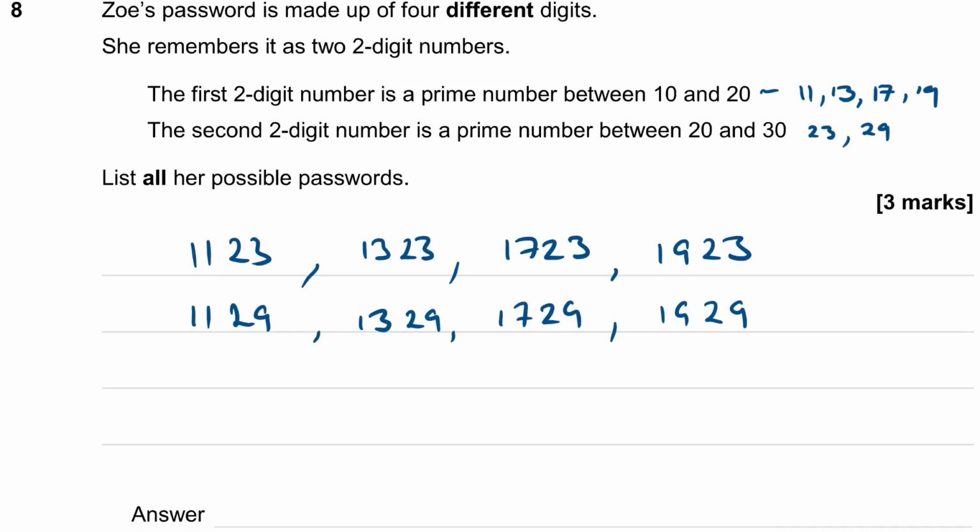Now, when you finish a question, it's always a good idea to just quickly reread it again, make sure you've actually answered everything and given your answer in the correct form. After I'd written my answer down from here, I rescanned it again, and I noticed I'd missed a word out before. It said Zoe's password is made up of 4 different digits. So they've even put that in bold, and I missed it the first time. So anyway, let's have a look at our numbers again.